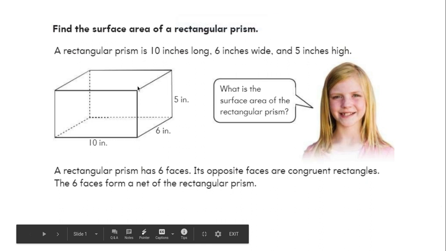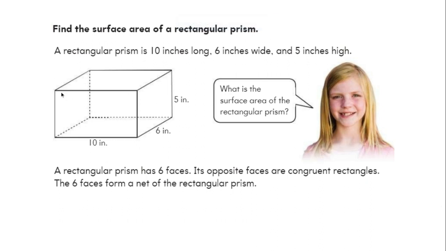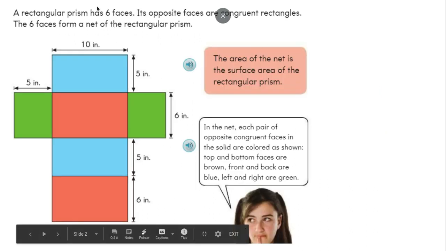Now we're going to look at a rectangular prism instead of a cube. In a rectangular prism, you have 3 different dimensions, at least in this one you do. My length is 10 inches, my width is 6 inches, and my height is 5 inches. We're going to unfold that like a net and look at it this way.